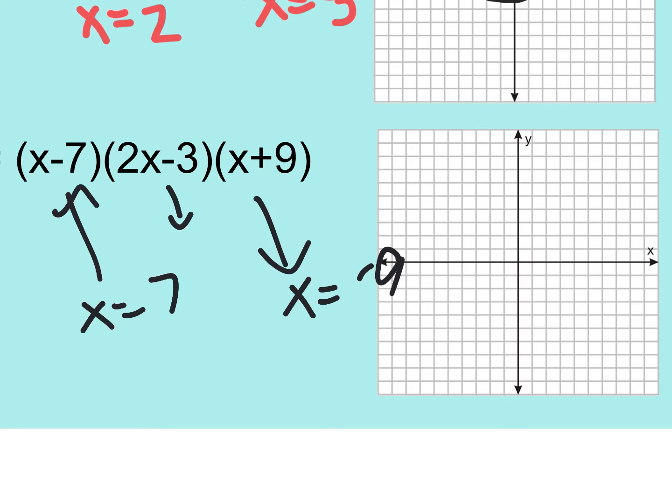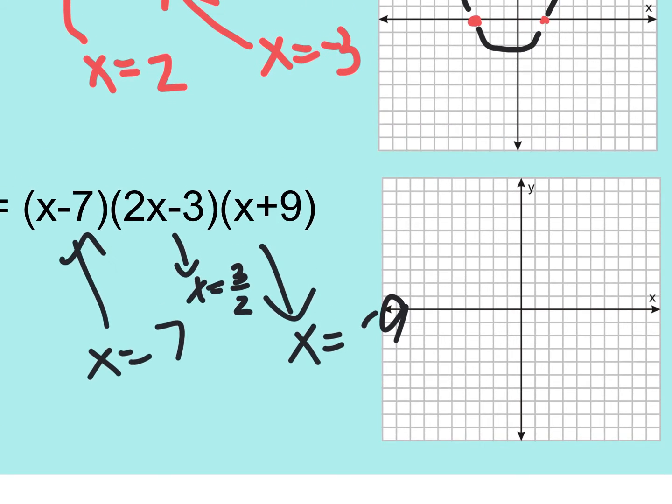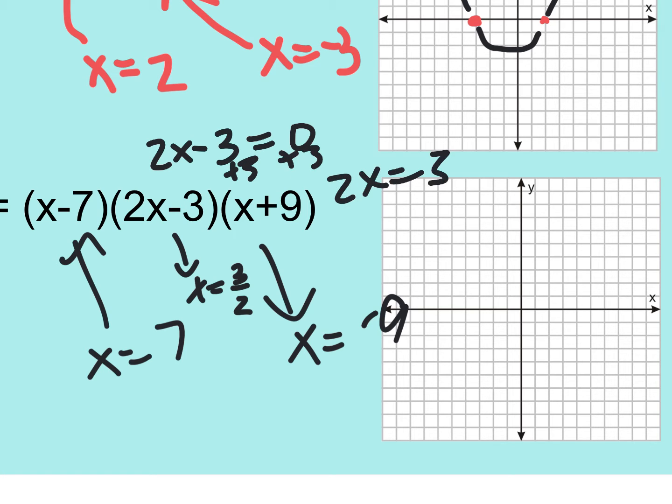Got it? Yes. I'm going to say 3 over 2, which is the same as 1.5. And for those that have trouble doing these in your head, I'm just going to say set it equal to 0. Add 3 to both sides, and I get 2x equals 3, and then it's pretty obvious that it's 3 over 2. So that's just solving a little equation that you can make. Set this equal to 0, set this equal to 0, and set this equal to 0. And you get your 3 answers. 3 over 2, like you said, 7, and negative 9.